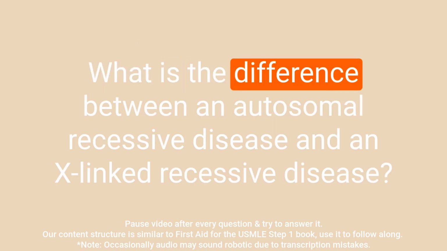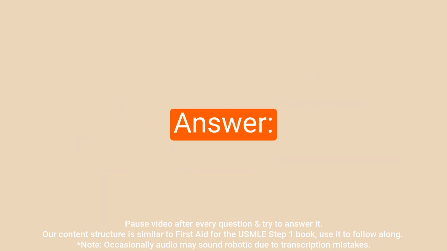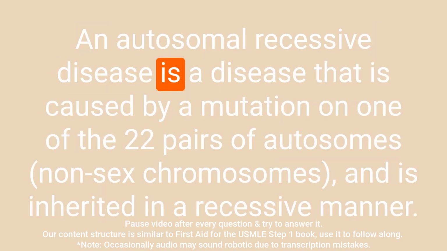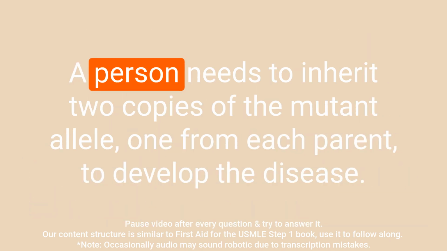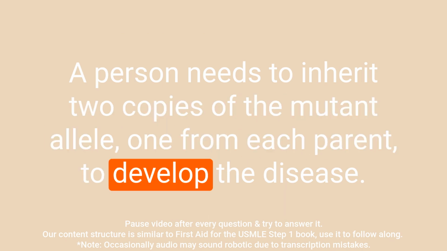Question: what is the difference between an autosomal recessive disease and an X-linked recessive disease? Answer: an autosomal recessive disease is a disease that is caused by a mutation on one of the 22 pairs of autosomes and is inherited in a recessive manner. A person needs to inherit 2 copies of the mutant allele, one from each parent, to develop the disease.